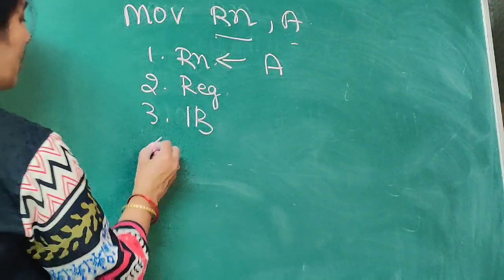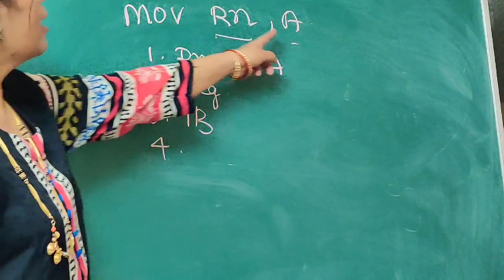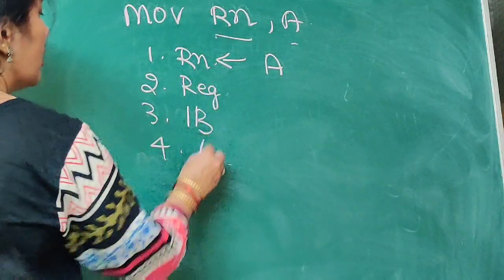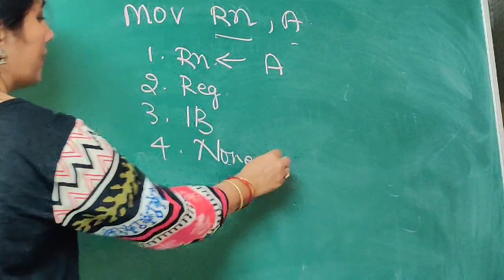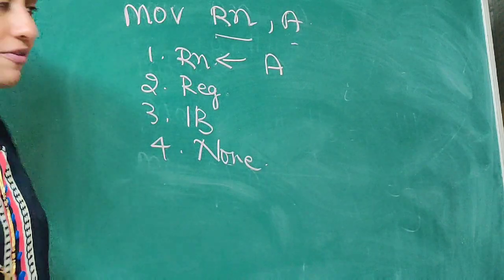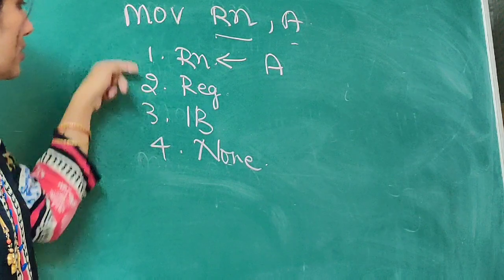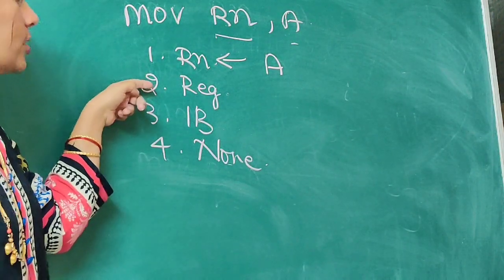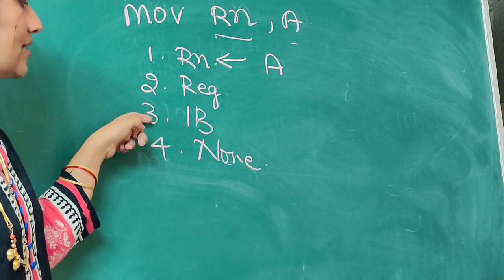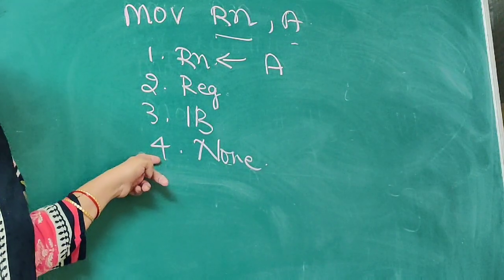The length of the instruction is 1 byte. And since we are loading the data in the working register, none of the flags are going to get affected. See, whenever you explain any instruction, you have to say about all these things. What's the function performed, what type of addressing mode it is using, what's the length of the instruction, and which flags are going to get affected.